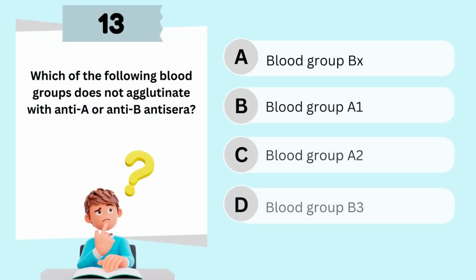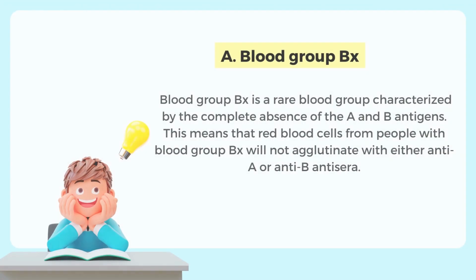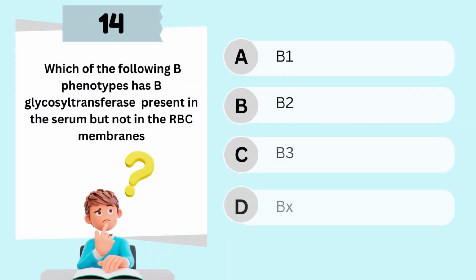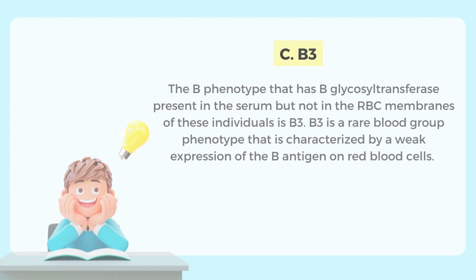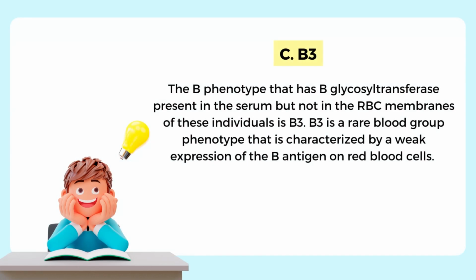Which of the following blood groups does not agglutinate with anti-A or anti-B anti-sera? The correct answer is A. Blood group Bx. Which of the following B phenotypes has B glycosyltransferase present in the serum but not in the RBC membranes? The correct answer is C. B3.